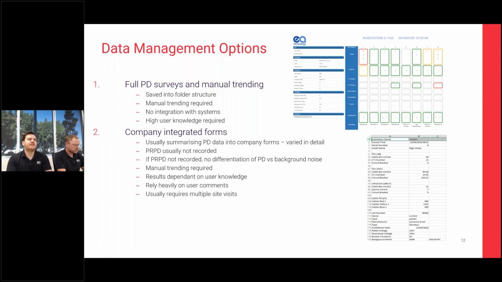You cannot easily check if a PD source is growing between different surveys without manually looking at all of the data. This method also doesn't easily integrate with your systems and the forms that a lot of companies use to trend this on their internal networks. The only other problem that comes with it is it does require a high amount of user knowledge, and that's what we do a lot of our time training with our clients on.